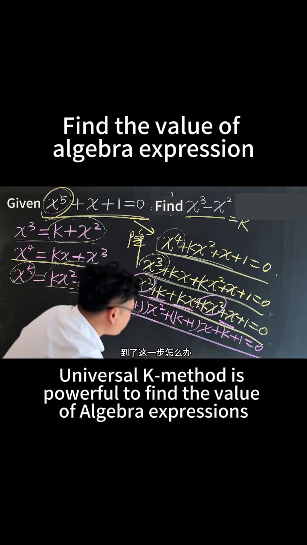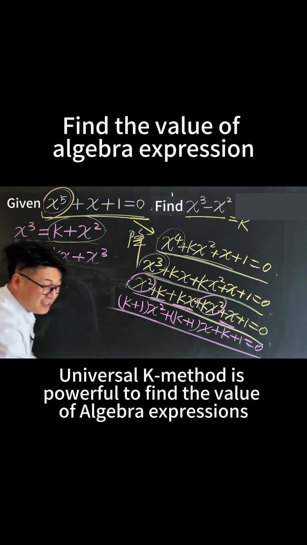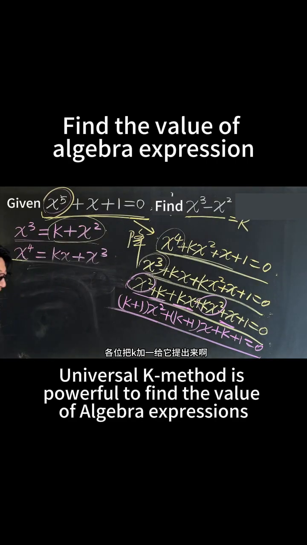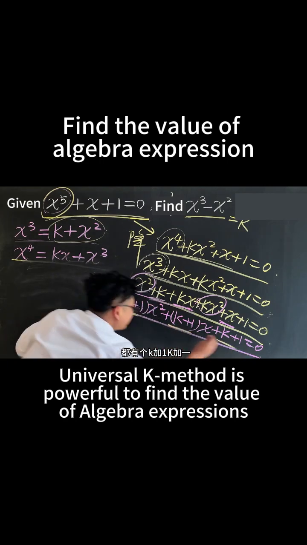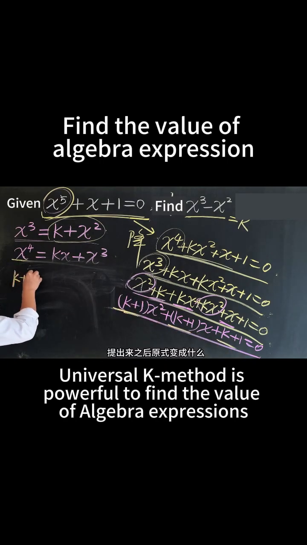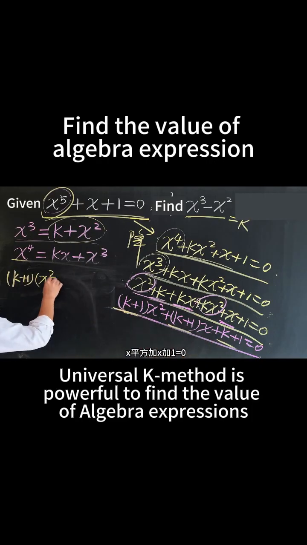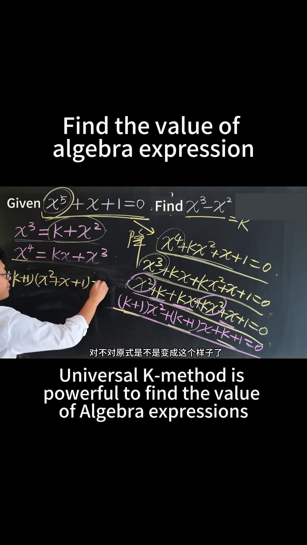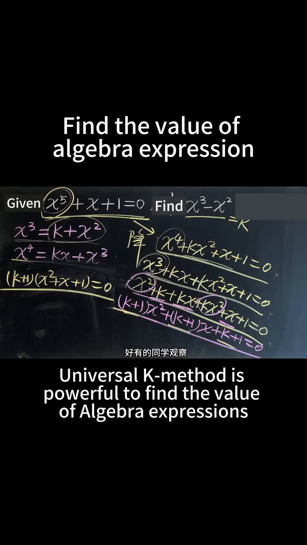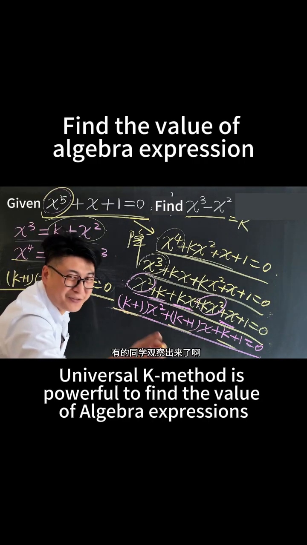What do we do at this step? The next step: factor out k plus 1. Everyone, factor out k plus 1. After factoring out k plus 1, what does the original become? X squared plus x plus 1 equals 0. Hasn't the original expression turned into this form? Okay, some students have noticed it, some students have observed it.